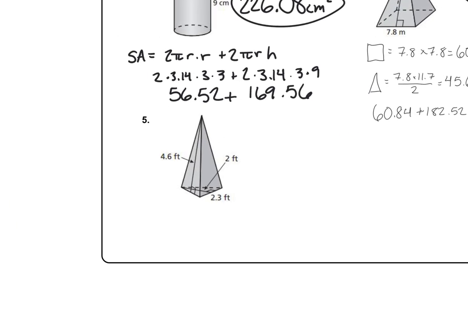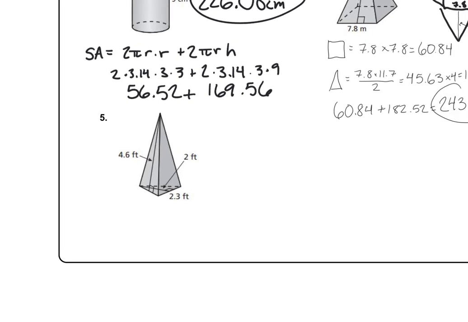Alright, last one for surface area here. We've got number 5. Just like number 4, I've got a pyramid, but this time I've got a triangular base. So I've got a triangle, and then lateral triangles coming off of it. Okay, my base triangle is made up of a base length of 2.3, a triangle height of 2. We're going to divide that by 2. We just stick at 2.3.